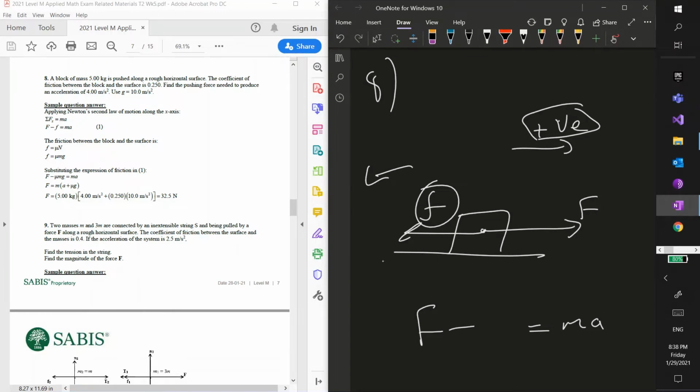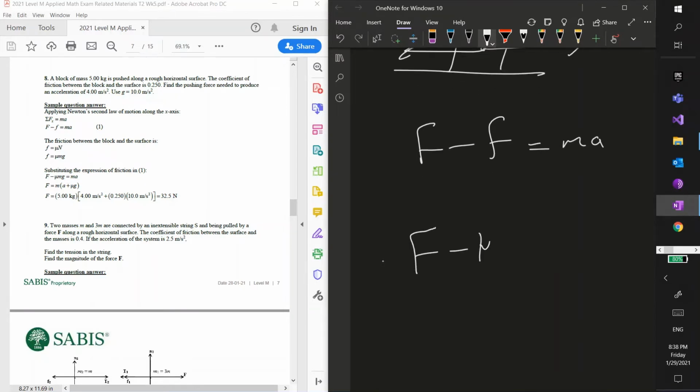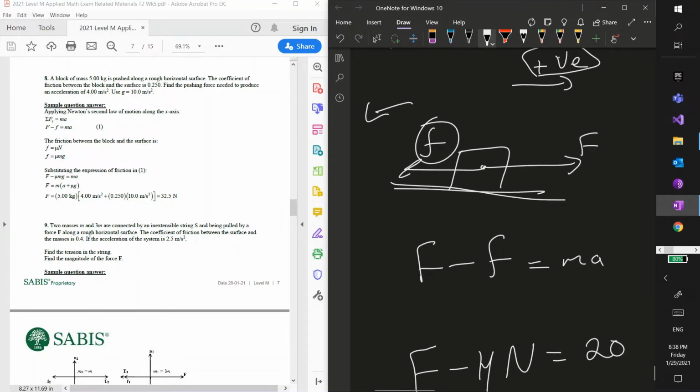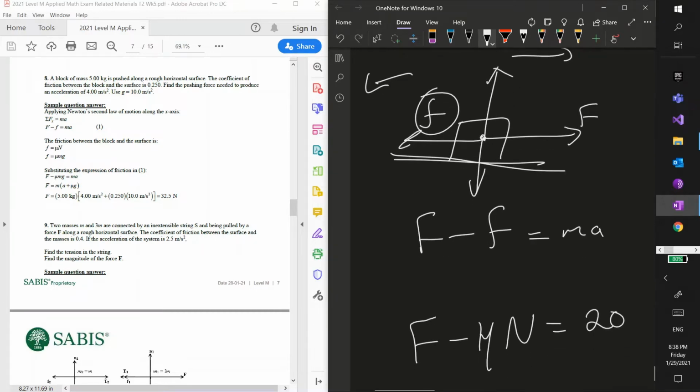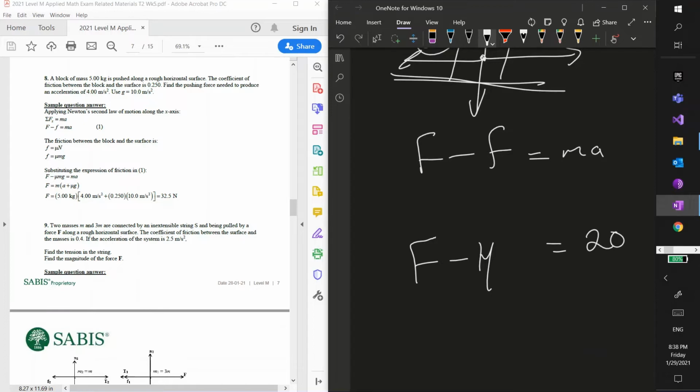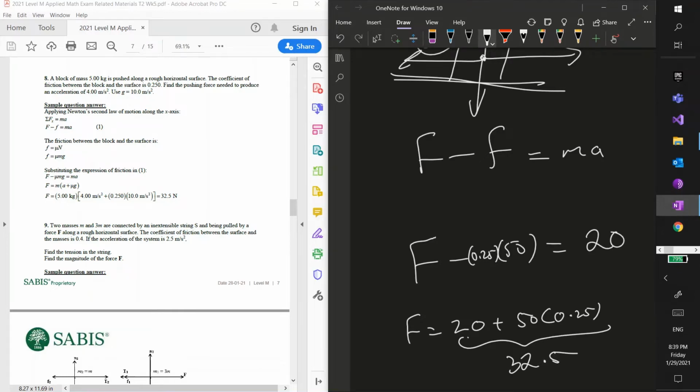So what is your friction? Your friction is just mu n, where n is your normal force, right? Your acceleration is equivalent to 4, given. Your mass is equivalent to 5, also given. So that's a 20. Your normal force, since you're on a horizontal surface, is equal to your weight. So what's your weight? Your weight is mg, which is just 5 by 10, which is 50. And what's your mu? Your mu is 0.25, the coefficient of friction. So now we just need to solve for F, which is 20 plus 50 into 0.25. Solve and you get 32.5.